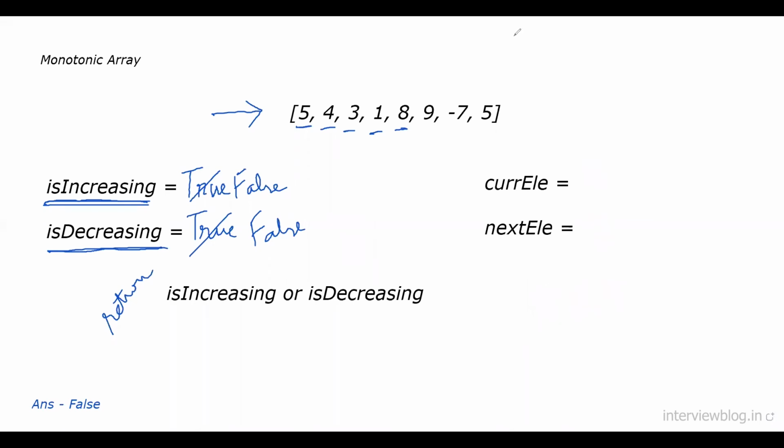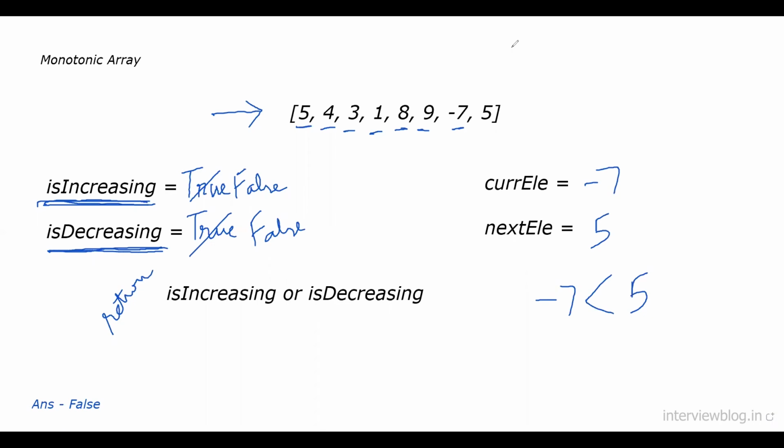So next, our current element would be 9 and our next element would be -7. We can see that 9 is greater than -7. Hence, we'll be updating our is increasing variable from false to false. So next, our current element would be -7 and our next element would be 5. While comparing -7 with 5, we can see that -7 is less than 5. Hence, we'll be updating our is decreasing variable from false to false.